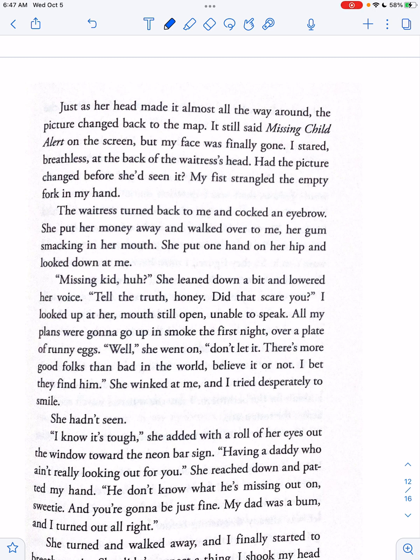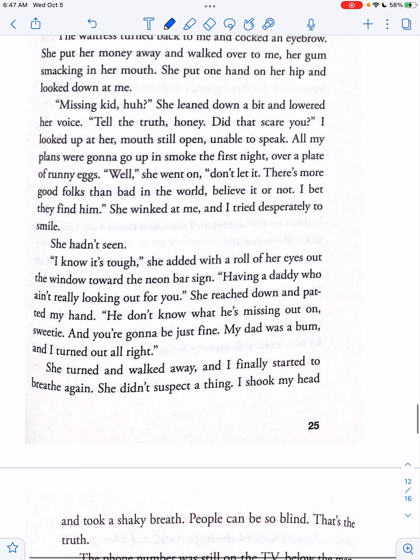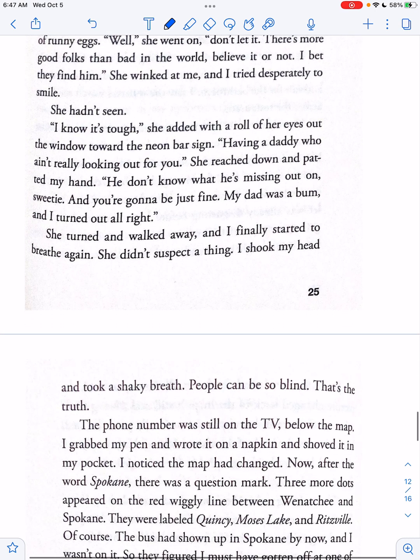"Well," she went on, "don't let it. There's more good folks than bad in the world, believe it or not. I bet they find him." She winked at me, and I tried desperately to smile. She hadn't seen. "I know it's tough," she added with a roll of her eyes out the window toward the neon bar sign. "Having a daddy who ain't really looking out for you."